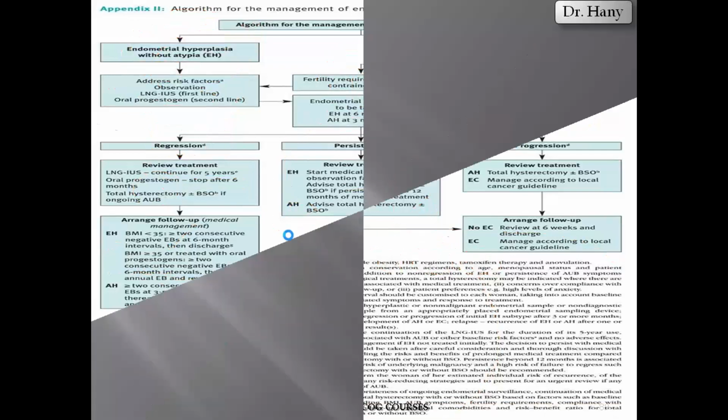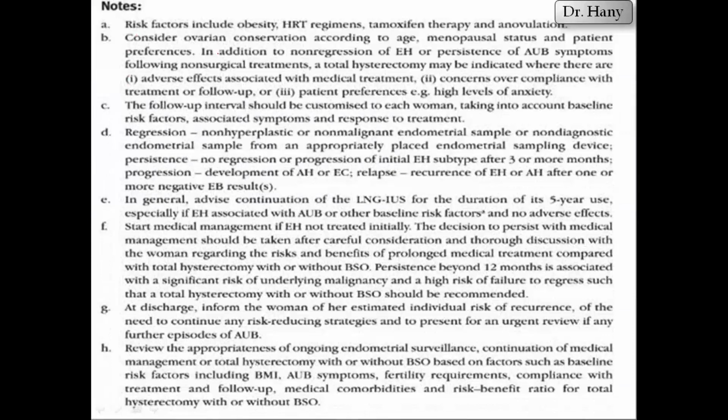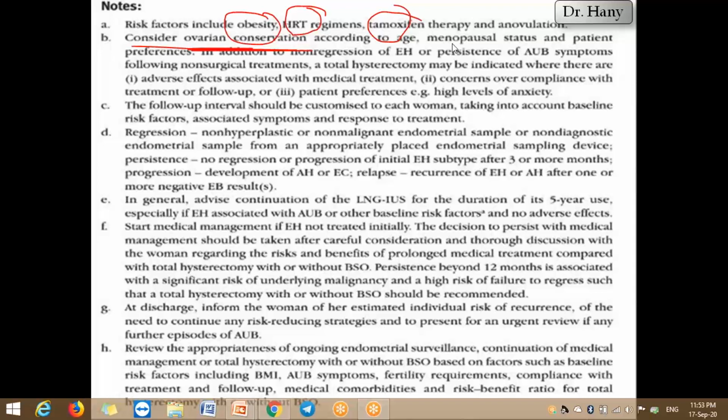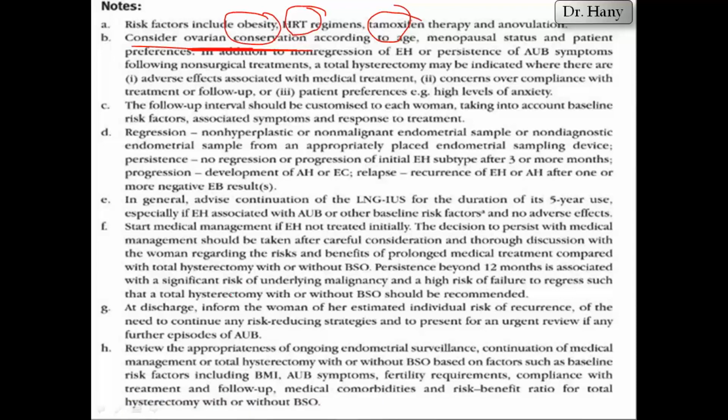The risk factors: obesity, HRT, tamoxifen. Preserve the ovary. Even if you have atypical hyperplasia in a young woman, see this in the guideline. Uterine preservation: you remove the uterus only and leave the ovary, even with atypical hyperplasia in a young woman. Individualize the treatment. Okay, read this in the guideline. All these notes are very important. Just have a look at them.